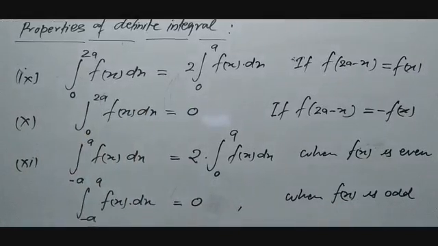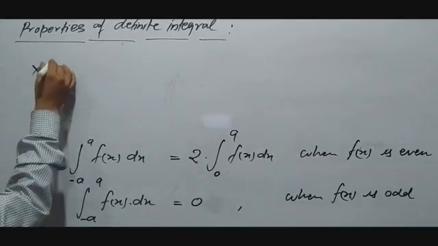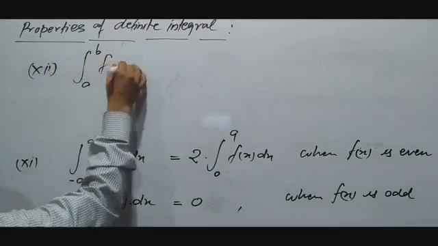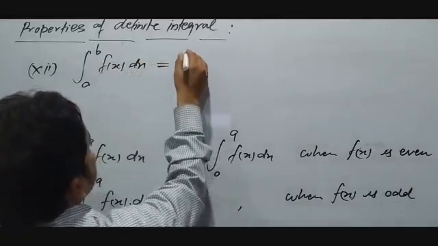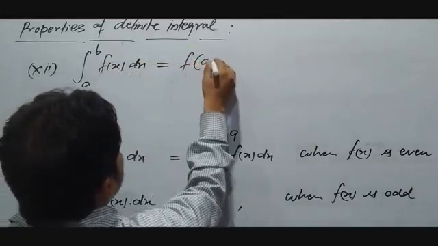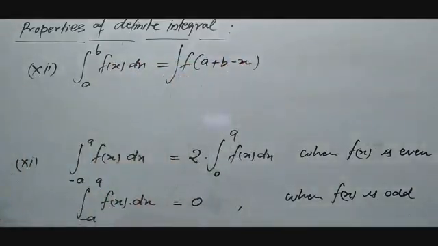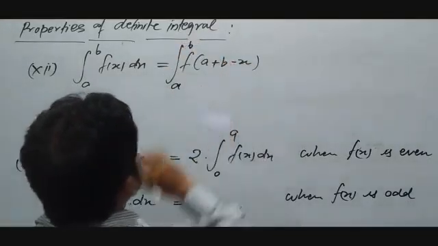Now come to the next property. The next property is integration over a to b of f of x dx. You can write it as integration of f of a plus b minus x dx, where the upper limit and lower limit will be the same.